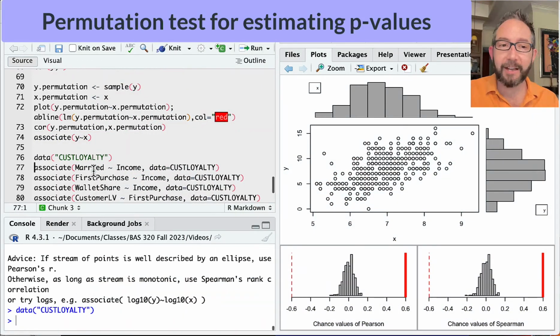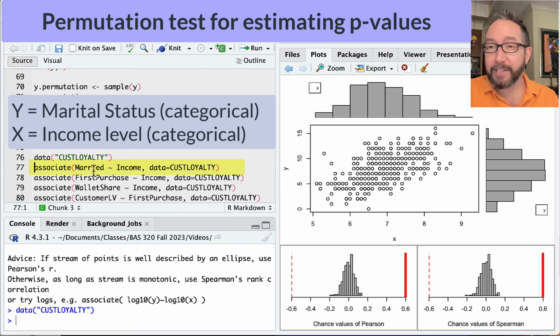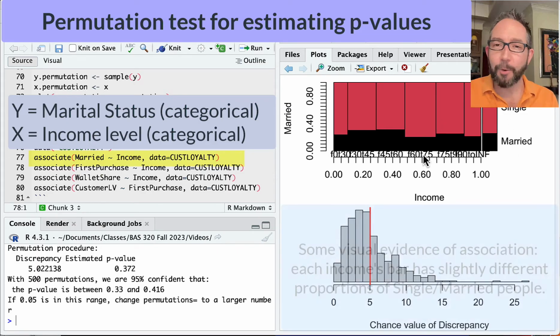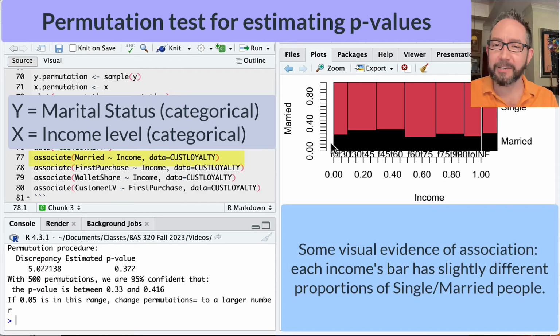If we go back to the customer loyalty dataset, we might be interested in looking at the association, say, between the marital status and the income level of a household. So we have single households, married households, and then the income levels of these households. We see some differences in the conditional distribution of marital status as we go from one level of income to the next, but not a huge variation.